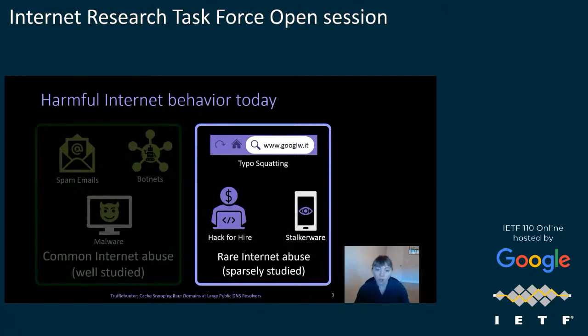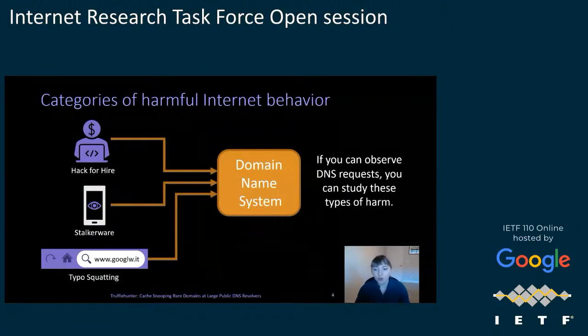And we've made the observation that all of these types of rare harmful behavior have something in common, which is that they all need to make DNS requests to the servers they require to function. If you could observe enough DNS requests, you could presumably study these types of harm in more detail. You could figure out how prevalent they are, where they occur, how frequently they occur. But to do that, you're going to need to observe a lot of DNS requests because you're looking for the needle in the haystack. You're looking for a very small amount of signal in a large amount of noise.